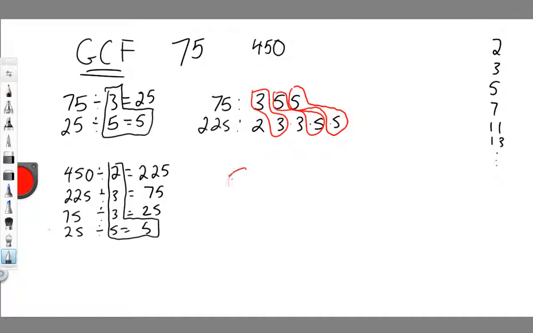So my GCF is going to be 3 times 5 times 5. Basically what I have in each group. And then obviously that multiplies to give us 75. So that's my GCF. So the largest number that divides both of these is 75.